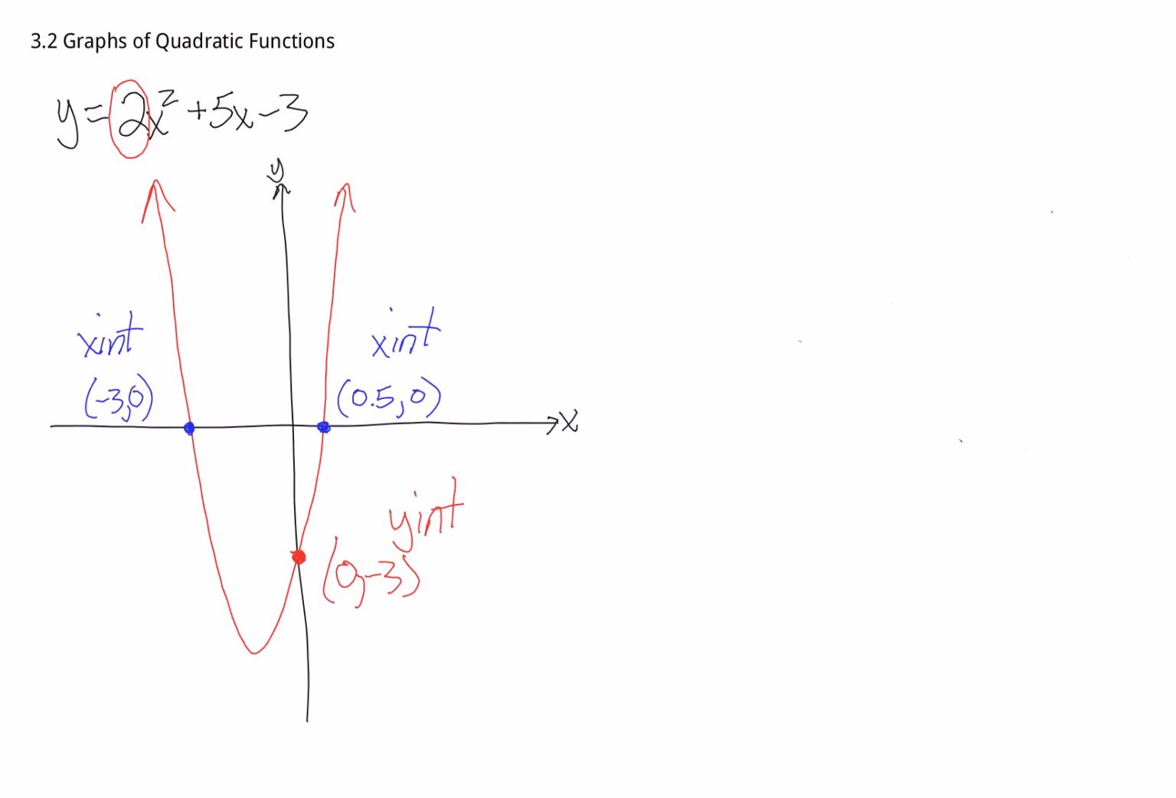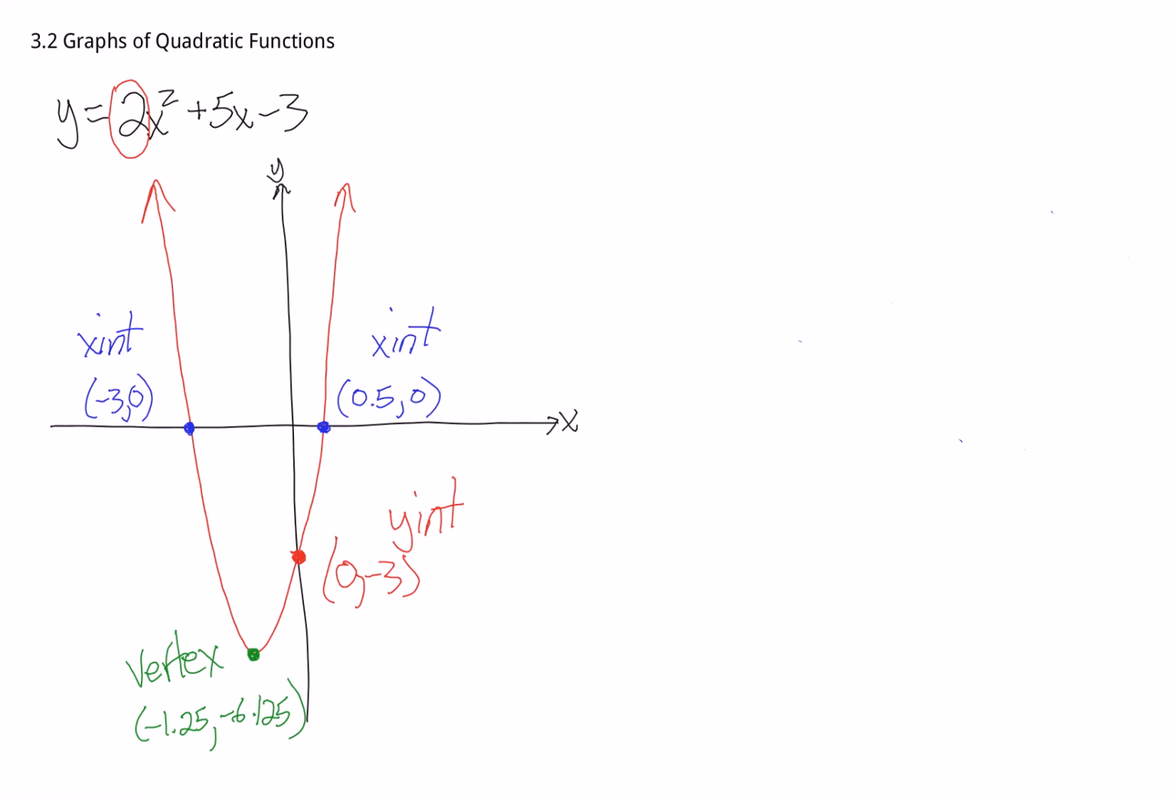Let's locate the vertex. It's going to be down here at the bottom, and we're going to use our calculator or the program to find that one. In this case, it's going to be at (-1.25, -6.125). Okay, so there's our key things: the 2 x-intercepts, the y-intercept, and our vertex.